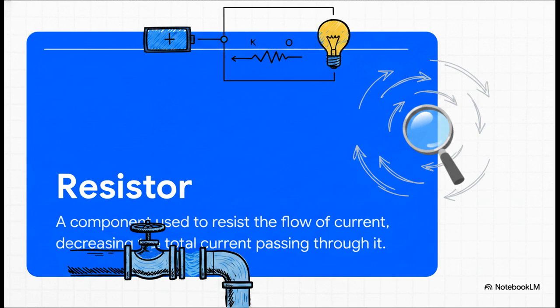It resists the current. If we go back to our garden hose, a resistor is like pinching the hose a little bit. You're making it harder for the water to get through, which reduces the flow. This is absolutely essential for protecting delicate parts of a circuit from getting fried by too much current.